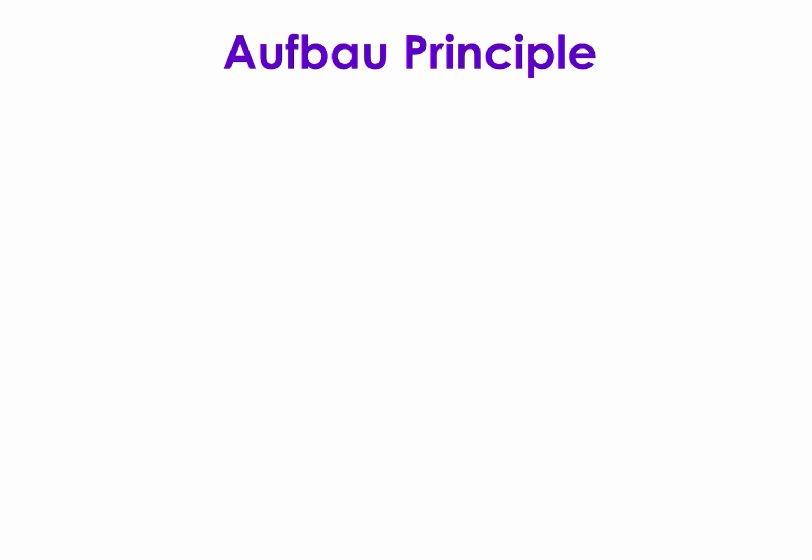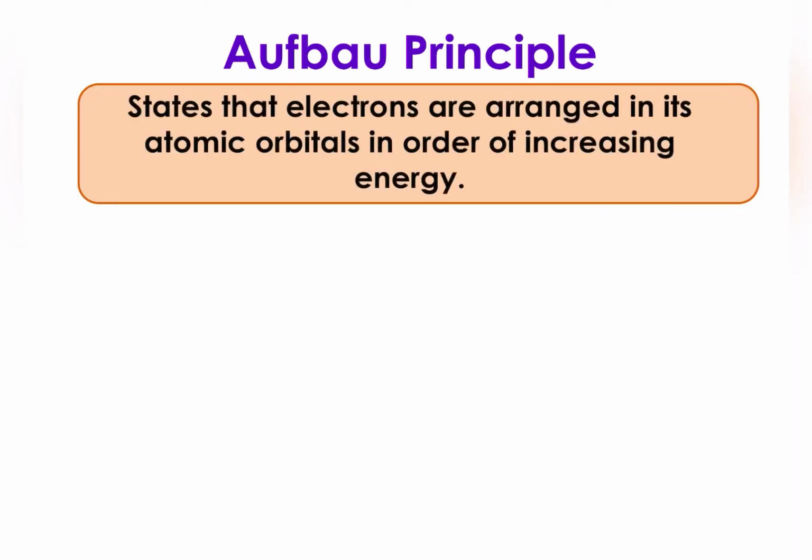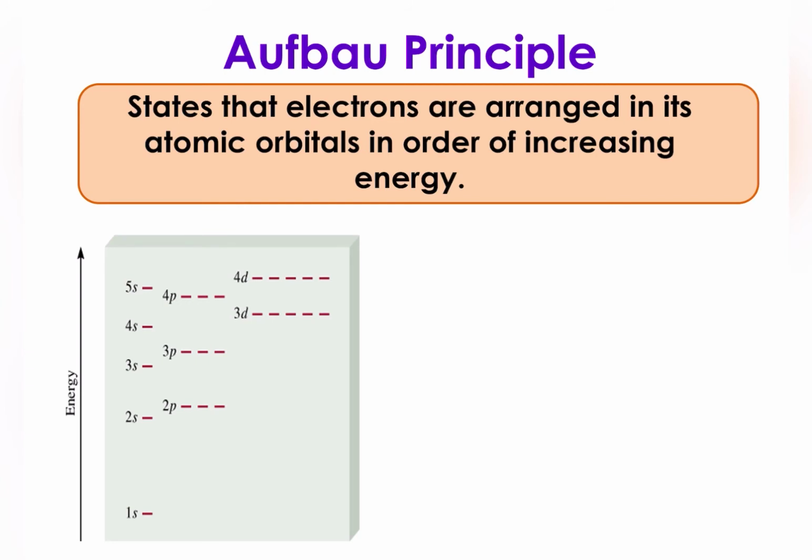So Aufbau Principle states that electrons are arranged in its atomic orbitals in order of increasing energy. You can see from this diagram, the lowest energy level is for orbital 1s. And the highest is going to be orbital 4d. So it means you really have to memorise from the bottom up to the top. Then you are going to fill the electrons based on the maximum level this orbital can occupy.